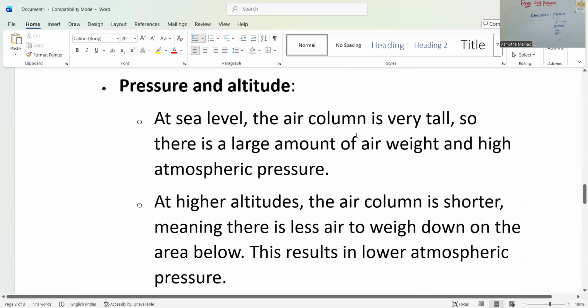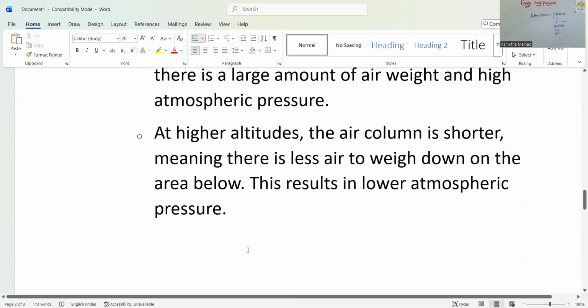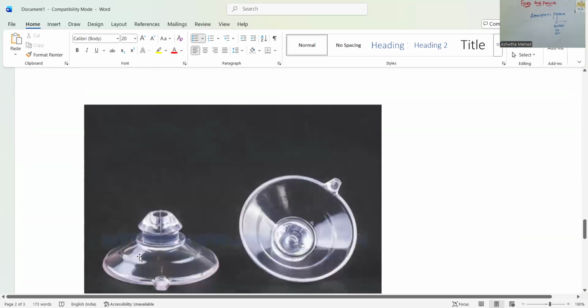At sea level, the air column is very tall, so there is a large amount of air weight and high atmospheric pressure. At higher altitudes, as I told about space, the air column is shorter, meaning there is less air to weigh down on the area below. This results in lower atmospheric pressure.